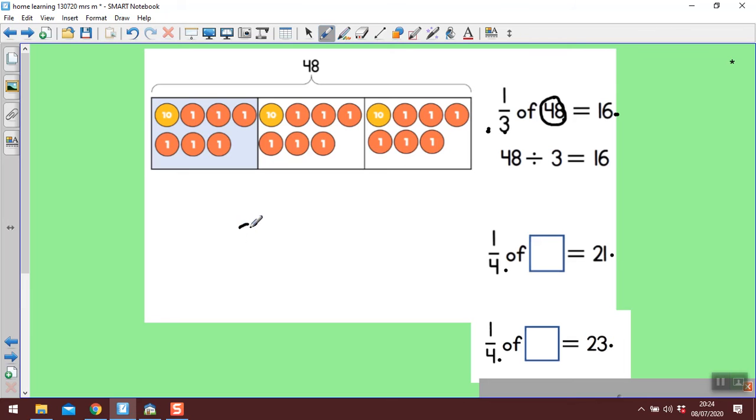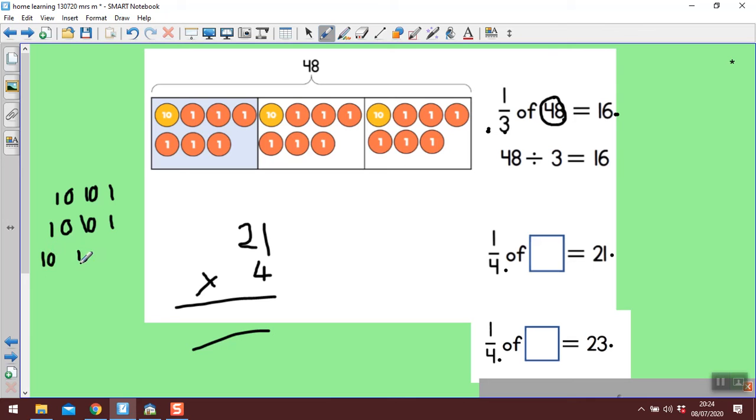So 21 multiplied by 4. You could have 21 as in a 10 and a 10 and a 1 and have that 4 times. Or you could do this method. So 1 multiplied by 4 is 4. 2 multiplied by 4 is 8. So it's 84.